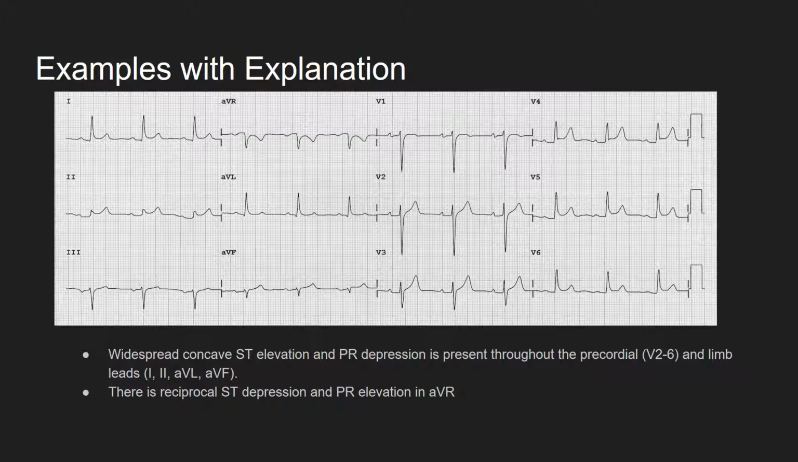All right, so now I provided you some examples. What we're noticing on here is widespread concave ST elevation, and you're also going to notice the PR depression, which is present in V2 through 6, and those limb leads are going to have it too, so leads 1, 2, aVL, and aVF. There's also reciprocal ST depression and PR elevation in aVR as well.